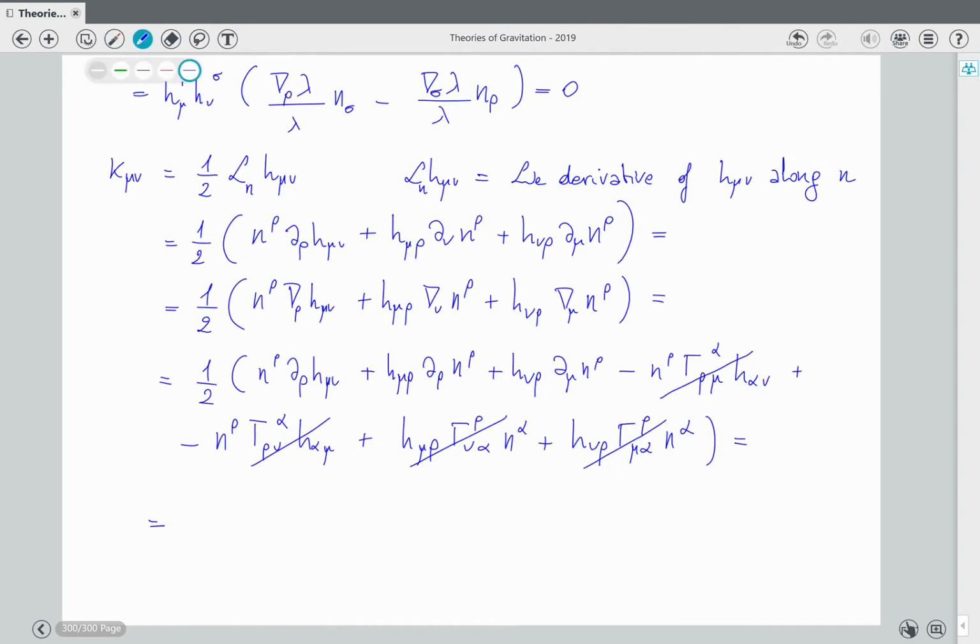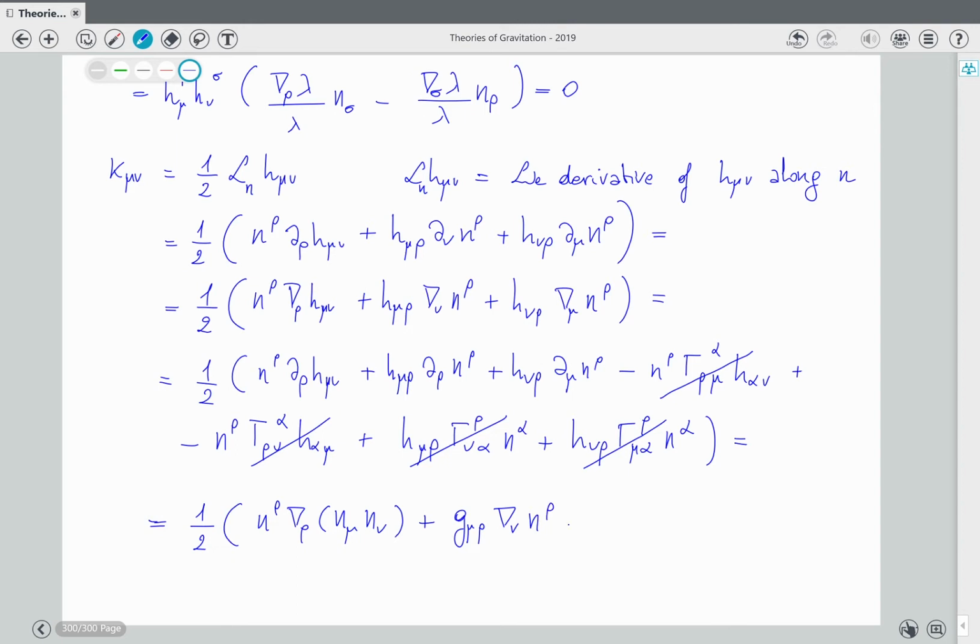So you have 1 over 2. G, the covariant derivative of G is 0, so you just have NN, N mu, N mu, plus H. Let us also replace here H by its definition.